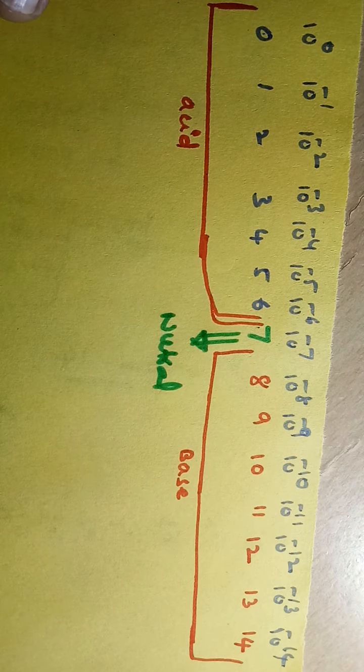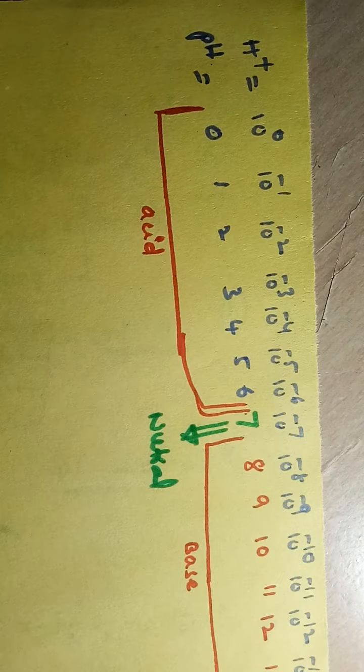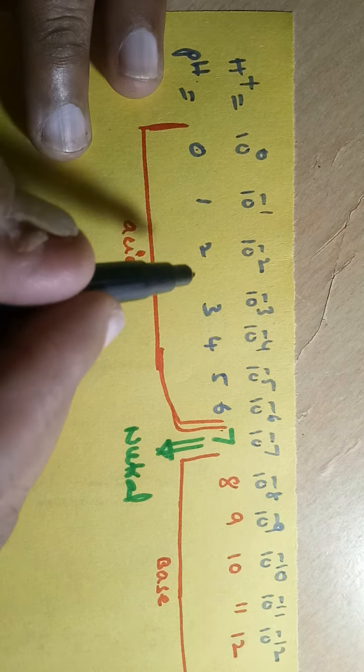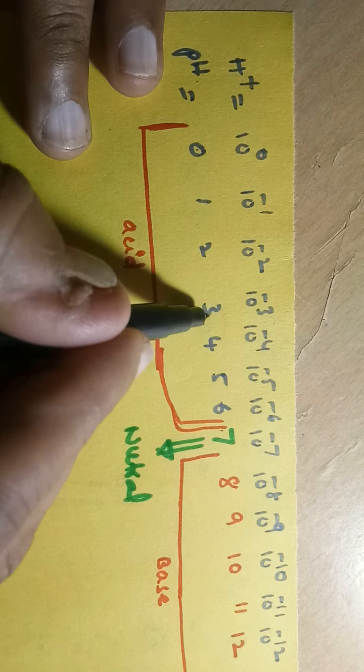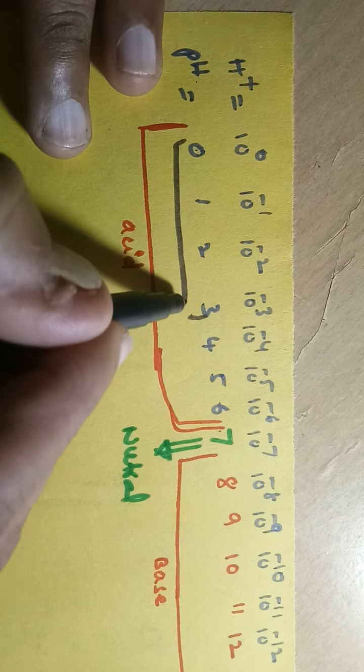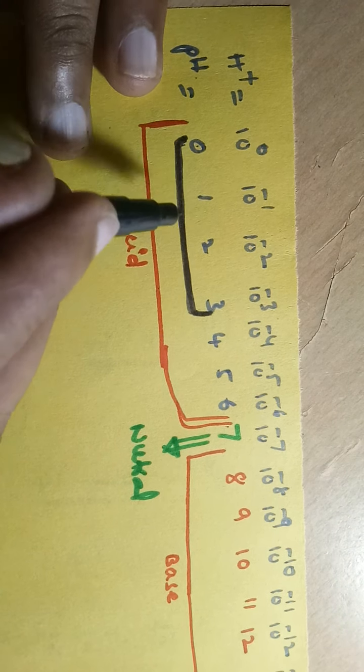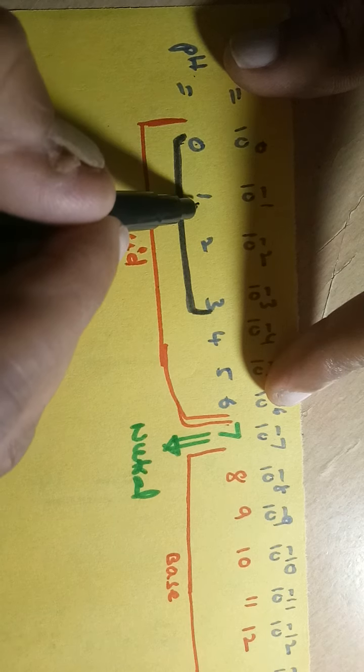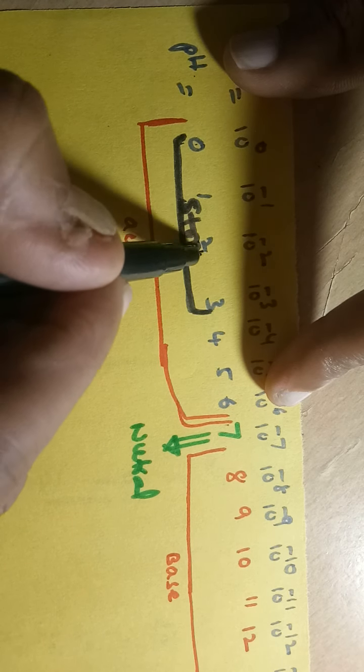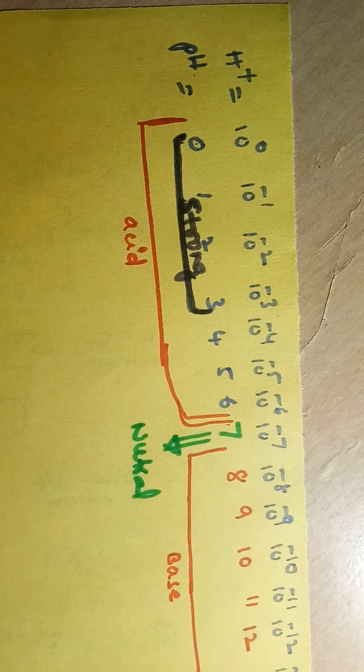pH values are present from 0 to 14. 0 to 7 is acids, 7 to 14 is base, and 7 is neutral. The pH value of a solution that is 0 to 3 is a strong acid.